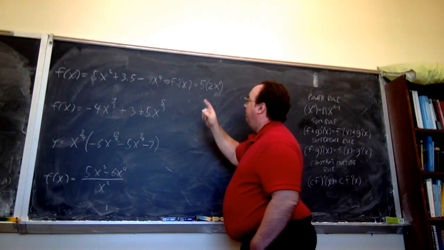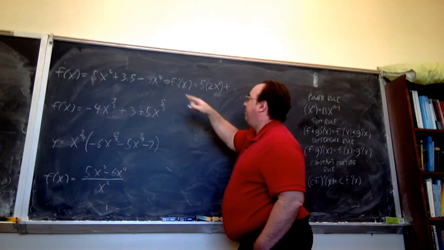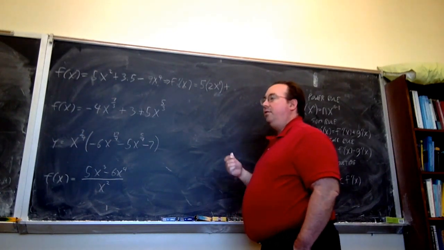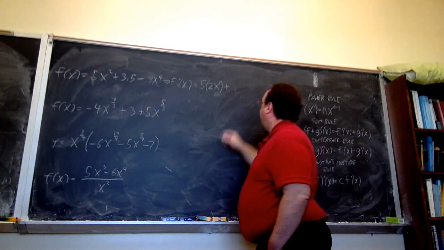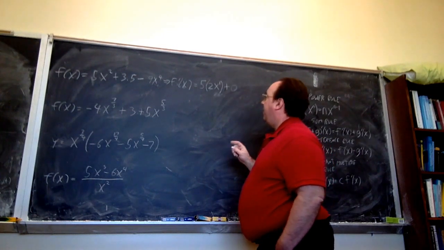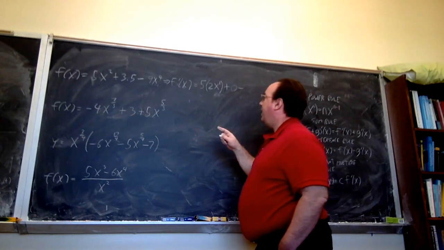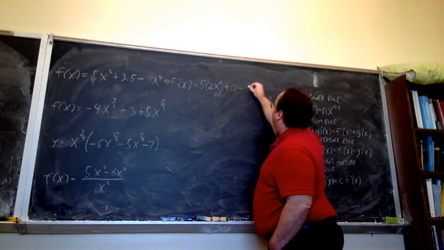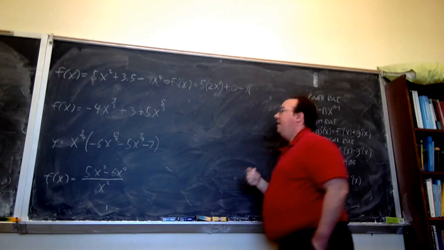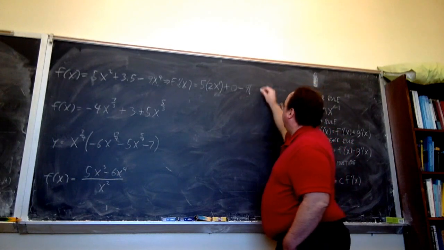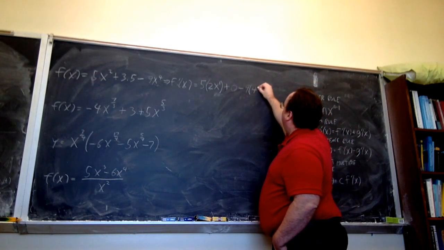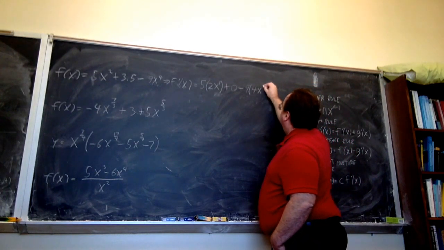And then for the next term, we have 3.5, but that is a constant. So the derivative of a constant function is 0. And finally, we have minus the derivative of 9x to the fourth. So that would be 9 times the derivative of x to the fourth using the power rule. So that would be 4x cubed.